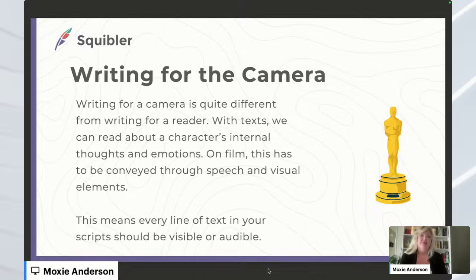Writing for the camera is quite different from writing for a reader of a novel. With texts and novels, we can read about a character's internal thoughts and emotions. We can get in depth on those. But on film, this has to be conveyed through things we can see or hear. So speech or visual elements. This means that every line in your script should be visible or audible.